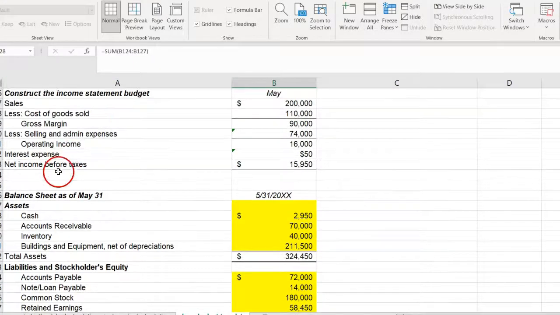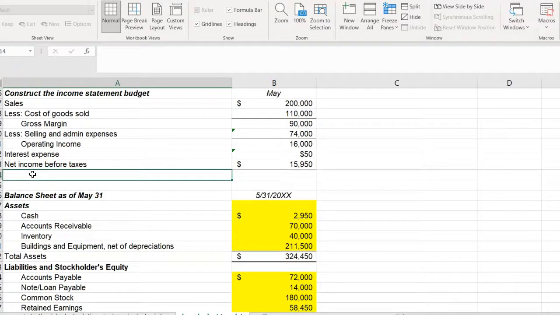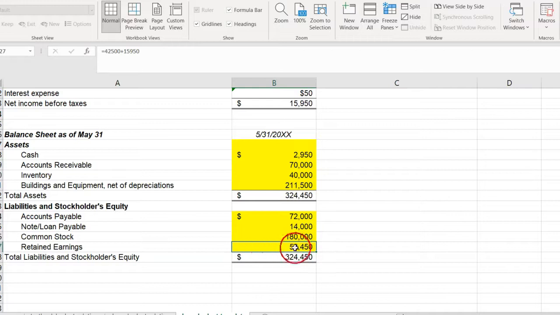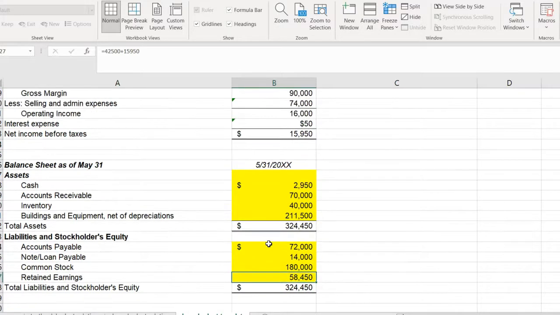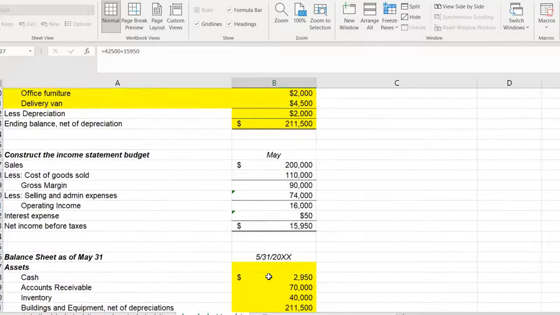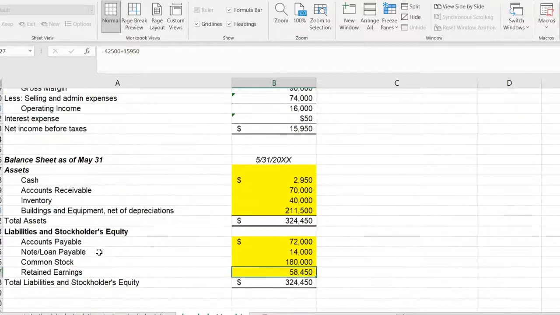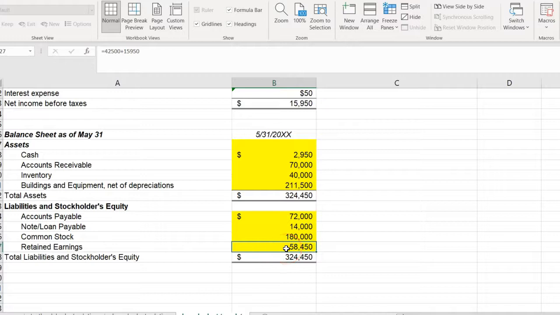And in our example, notice we're not taking taxes out. In a real world example, you would have one more line here for taxes, and then you'd have net income after taxes. And that is actually what you'd be using in your retained earnings right there. But we're simplifying it and removing the tax. And then the only other thing we would subtract are our dividends. So if we look at our cash budget, we can see if we're paying out any dividends. So nope, I don't see anything about any dividends being paid out. So our ending balance should be $58,450.